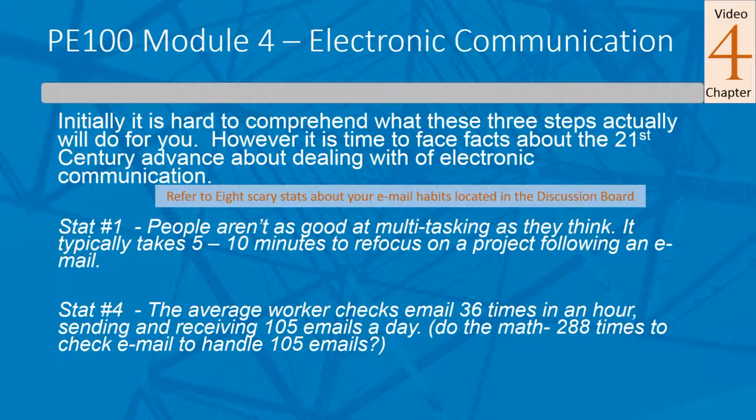So stat number 1 basically says we're not all that good at multitasking. Every time we get an email and we go look at it and we open it up and we start trying to do something with it, we've just stopped what we were doing before. After you finish doing whatever you need to do with that one email, it's going to take you a good 5 minutes to get back into what you were doing before, if you even get back to it, because it's distracted you.